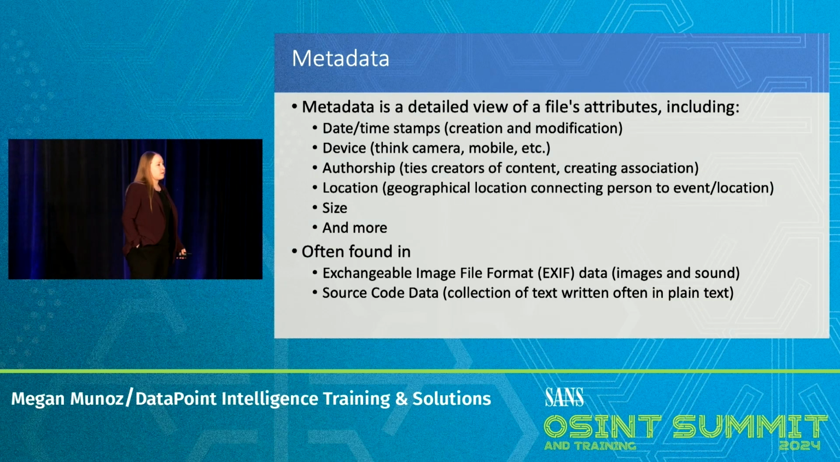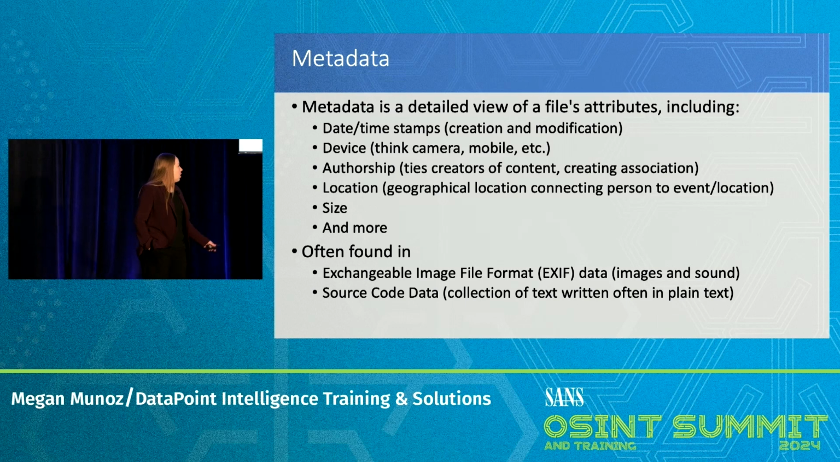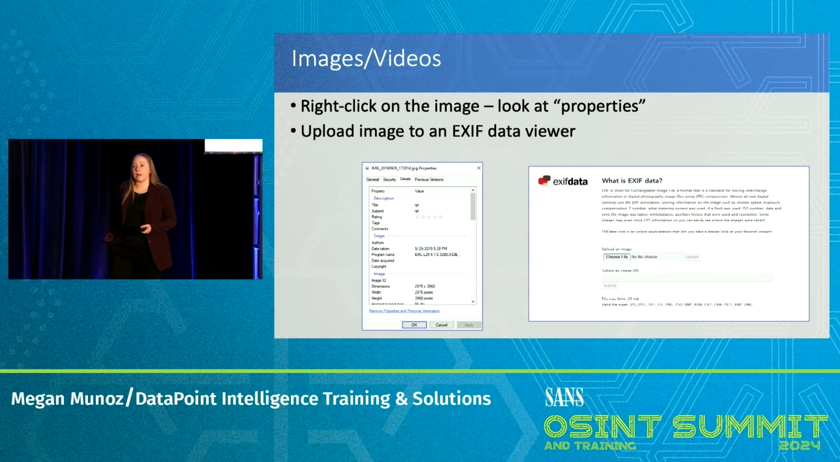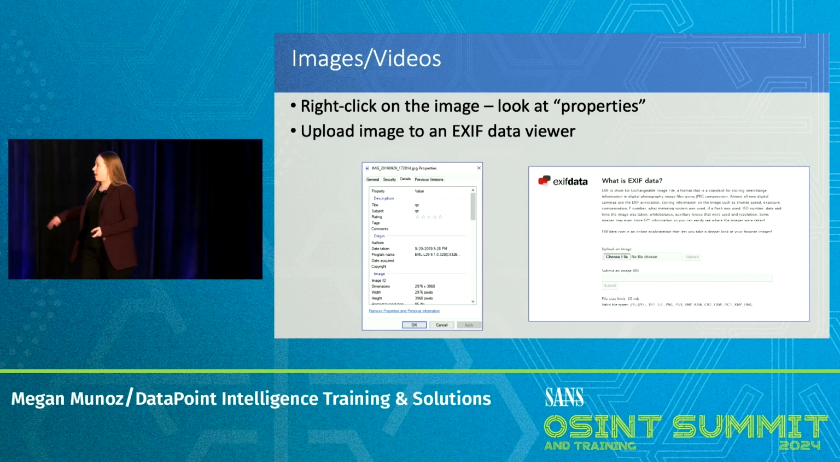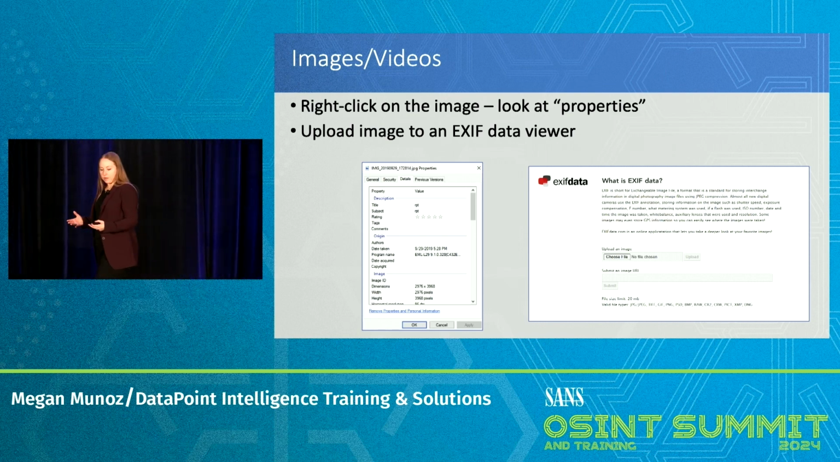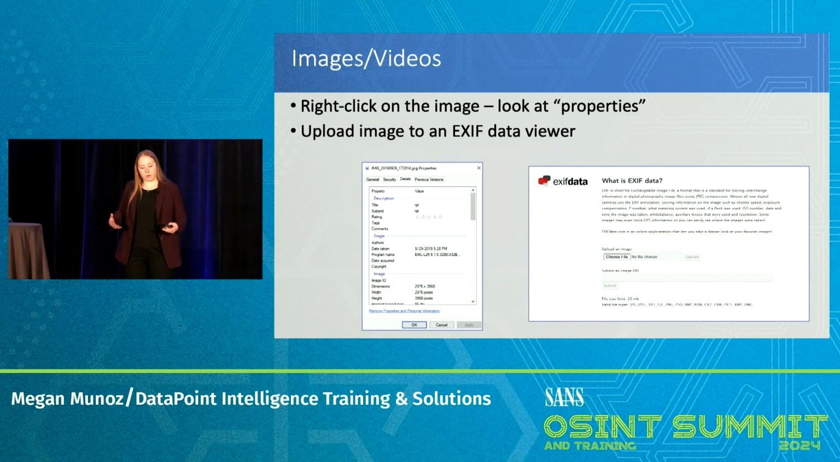It's oftentimes found in EXIF data, you probably hear that, or the source code data, so right-clicking on something and looking at the source code. These are two images of what that looks like. The one over on the far side is just looking at the properties of a photo. You can see lots of information from there, like when it was uploaded, when it was taken, even geocoordinate location.